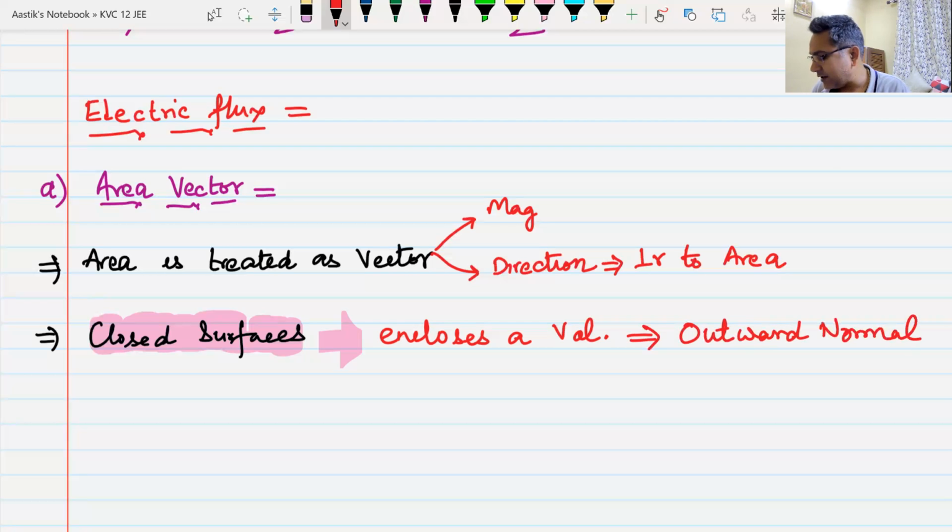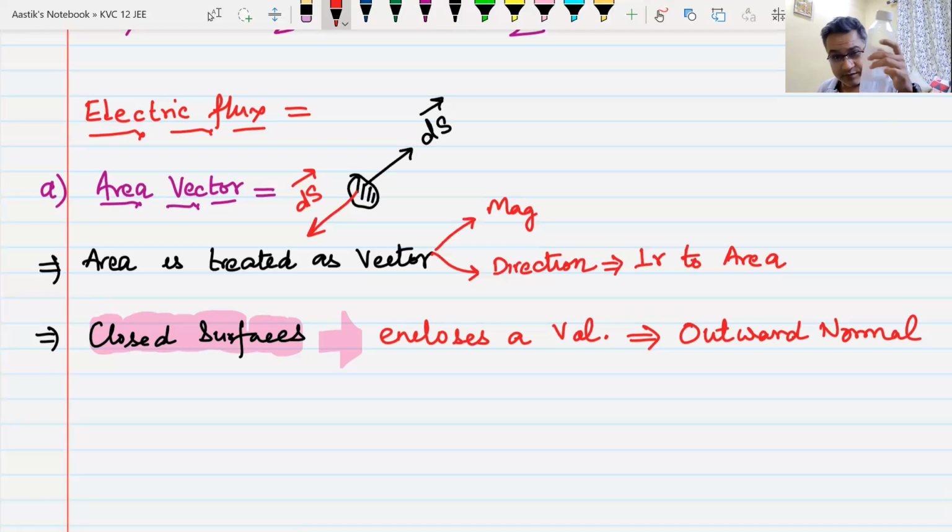Because for any area, if I have an area like this, the area vector can go in this direction. This is also normal. The area vector can also come in this direction. This is also normal. The point is which direction you should take as the direction of area vector. So remember, if it is a closed surface which encloses a volume, it must be taken as an outward normal.